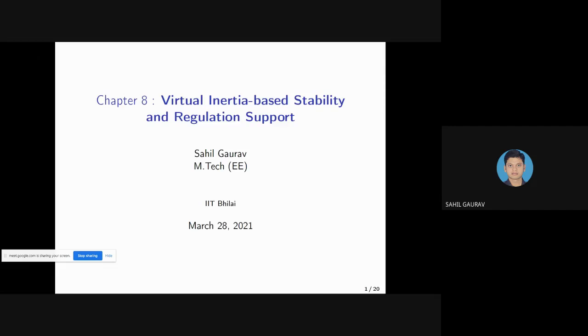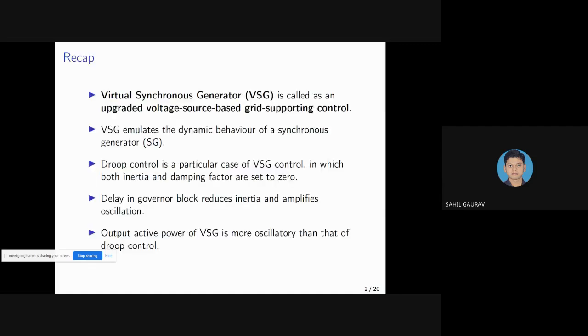So good morning, everyone. So basically, this chapter name is Virtual Inertia-based Stability and Regulation Support. This chapter is the continuation of the last two lectures that we have seen. And first, we will recap the important points and concepts of the last two lectures that we have seen.